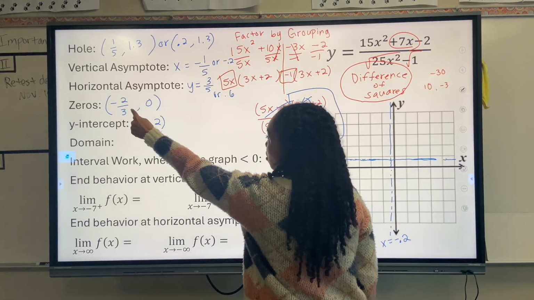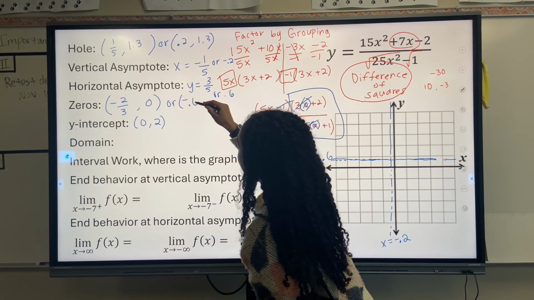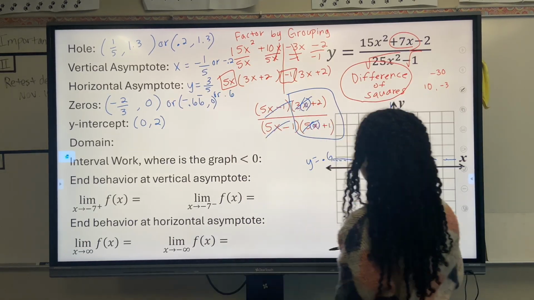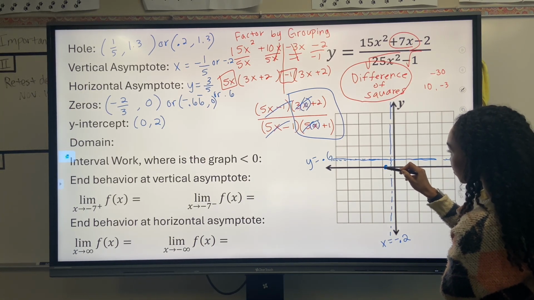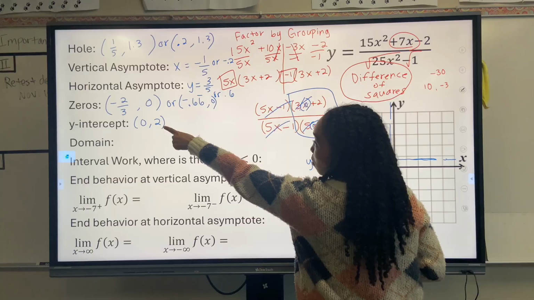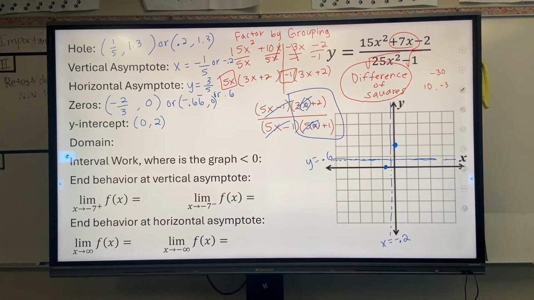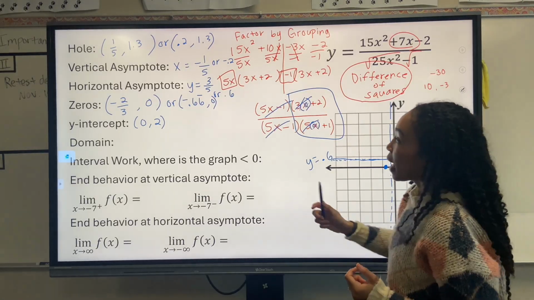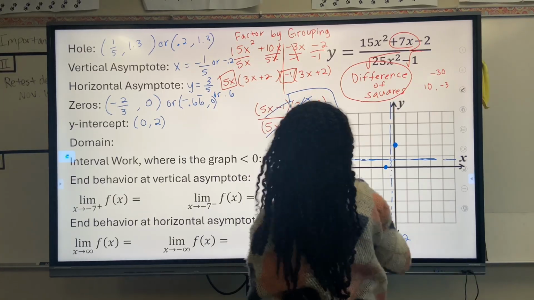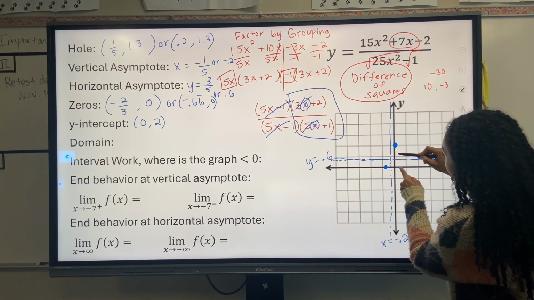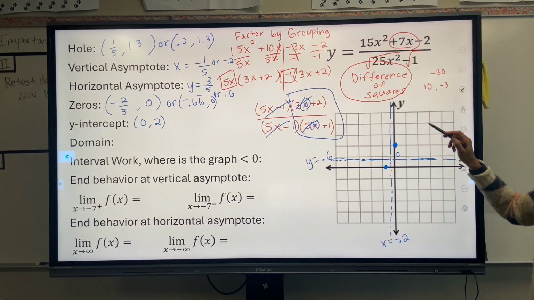We also have a zero at negative 2/3. You can also think of it as negative 0.66. So negative 0.66, I'll estimate it to be right there. That's my x-intercept, and my y-intercept is at 2. That one's easy. I also have a hole at 1/5 or 0.2 comma 1.3. So 0.2 comma 1.3, I'll just estimate it to be about right there. All right, so that's everything. I'll go ahead and graph it.